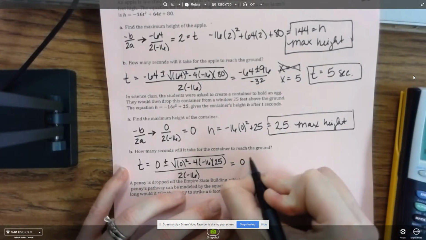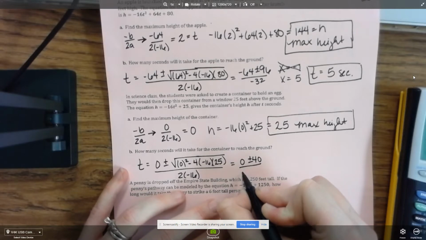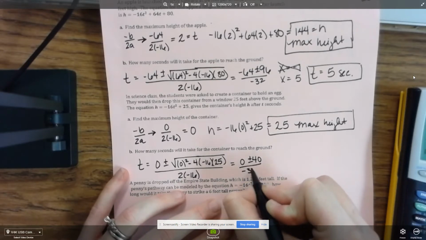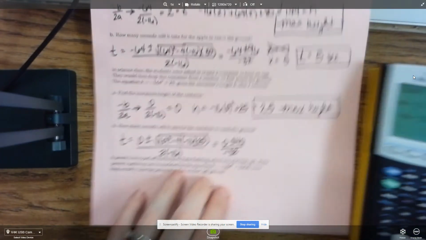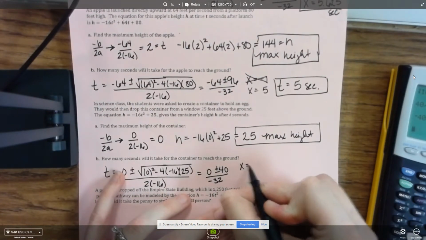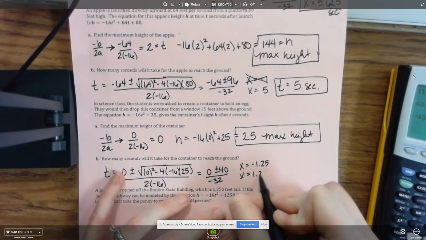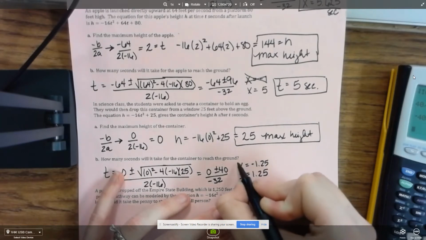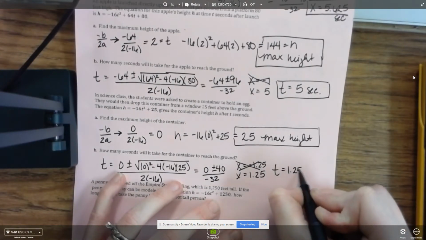So now I have 0 plus or minus 40 divided by a negative 32, which means I'm either going to have 40 divided by negative 32 or negative 40 divided by negative 32. So again, x is either going to equal negative 1.25 or x is going to equal 1.25. We cannot have a negative amount of seconds, so t is going to equal 1.25 seconds.